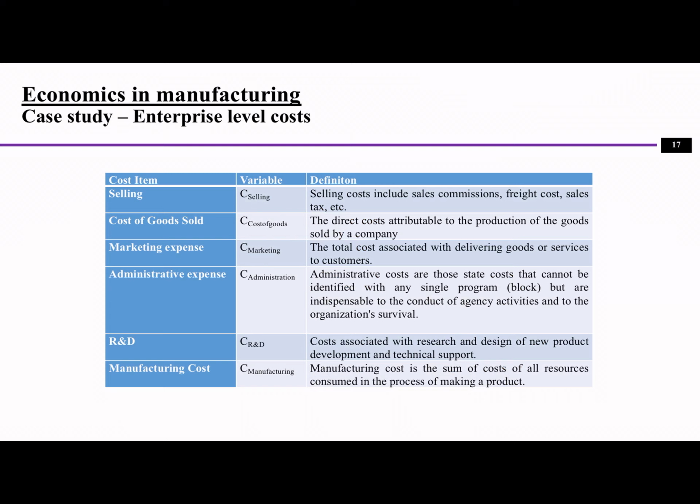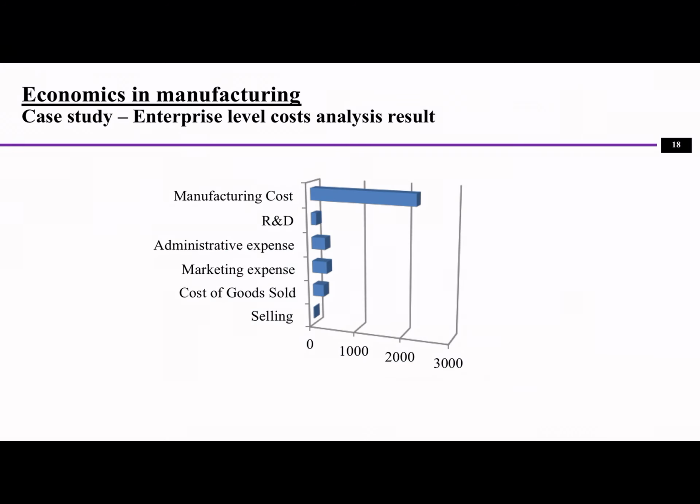At the enterprise level, for the cost, same way you define the variables and then aggregate all these manufacturing costs in it. Because when you are making decisions, you have to look at all the different kinds of costs, compare with manufacturing costs, and then try to figure out what decision you can make. So here you can see the manufacturing cost and all the R&D cost and administration, marketing, and the cost of goods and the selling cost.